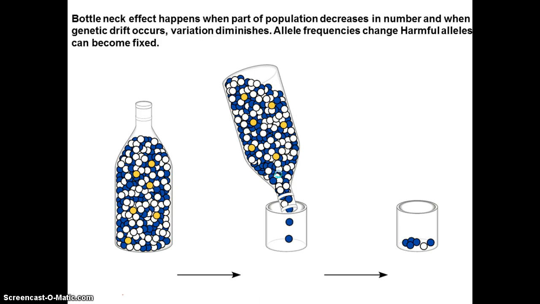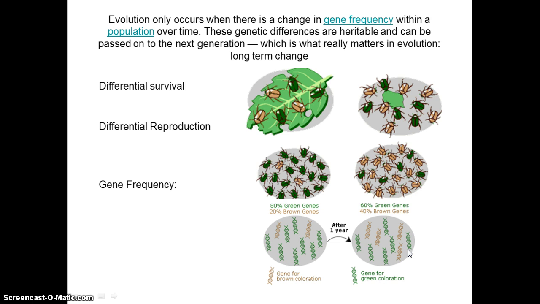Now what happens if you do have a drastic reduction in population and variation diminishes? So if you see these pebbles represent variation, or alleles, and due to genetic drift, a group of individuals were separated, and if you notice now you don't have as much genetic variation. And sometimes in a small population harmful alleles are fixed and can affect the survival of those populations. So again, evolution occurs when there's a drastic change in gene frequency over time, and you can quantify that.